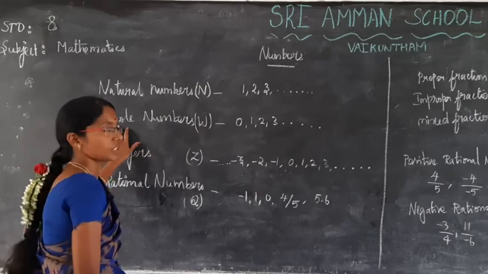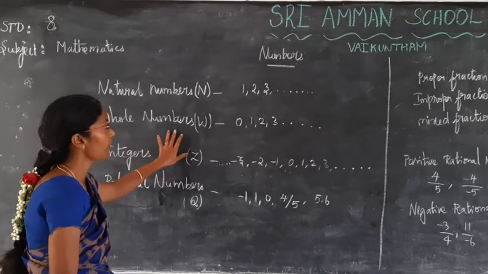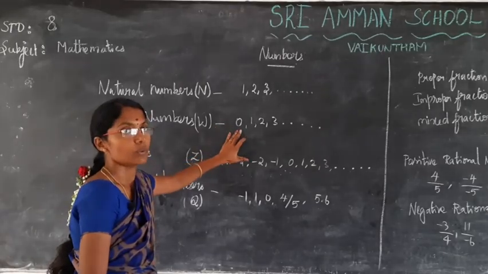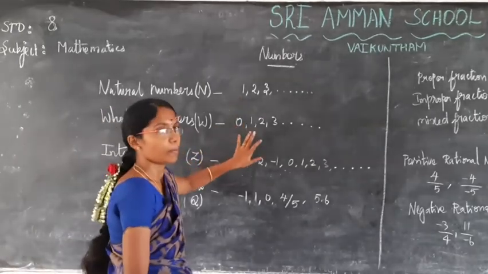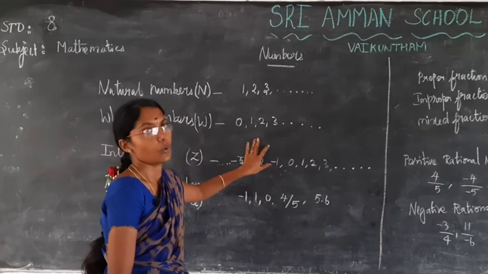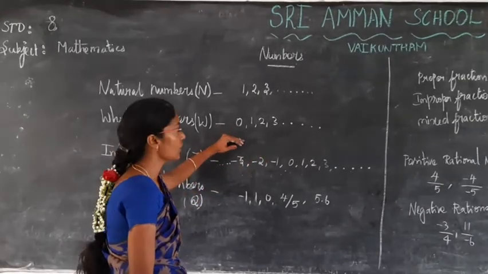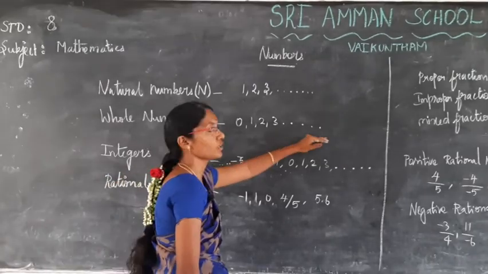Next, whole numbers. Whole numbers are represented by the letter W and they include 0. It is the same as natural numbers but it includes 0. Whole numbers begin with 0: 0, 1, 2, 3 and it goes on.